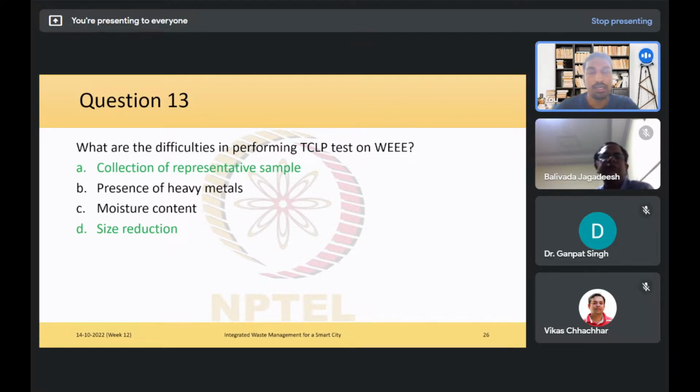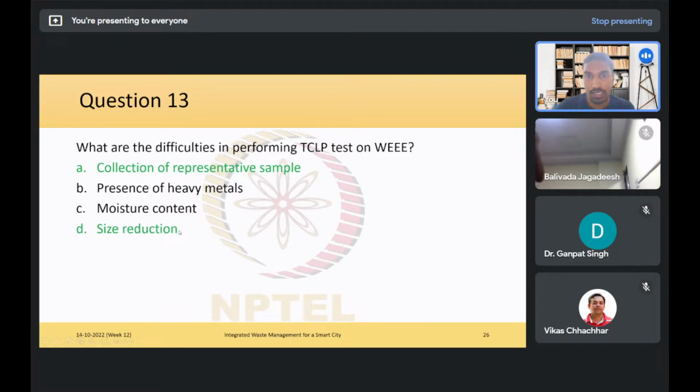We will find these hazardous substances mostly in the PCBs and other components, generally not in the casings. So we should make sure the sample that we take is representative of the waste as a whole. Therefore our sample should contain all these different elements: the plastics, the heavy metals, other organics and inorganics, right? So that sample collection becomes difficult because we have these multiple components. That becomes a difficulty. And the other option is size reduction, right?